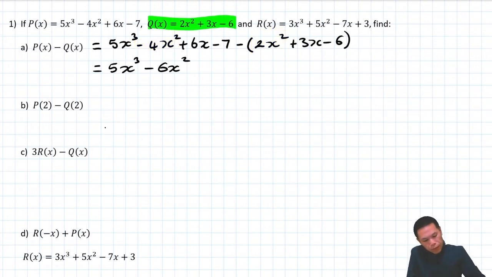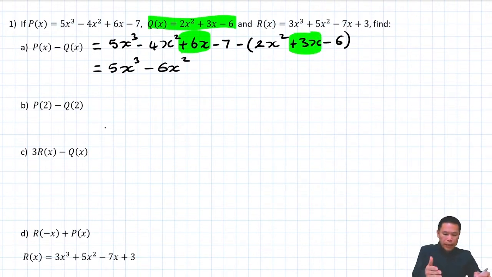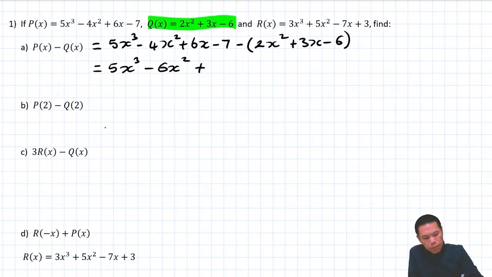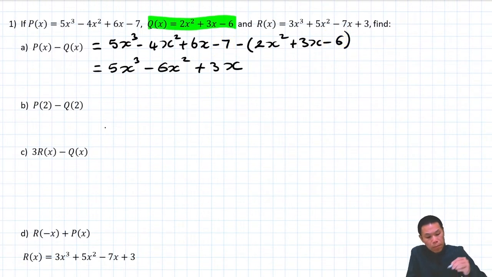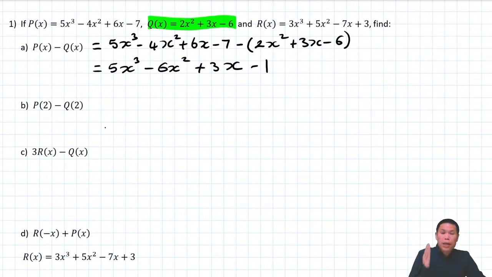Now we have 6x here and we have 3x there, but it's minus. So 6x minus 3x. 6 minus 3 is 3, so that means plus 3x. And then we have negative 7 here and minus 6. So negative 7 minus negative 6, that means minus 7 plus 6, which equals negative 1. There you go. That is p of x minus q of x.